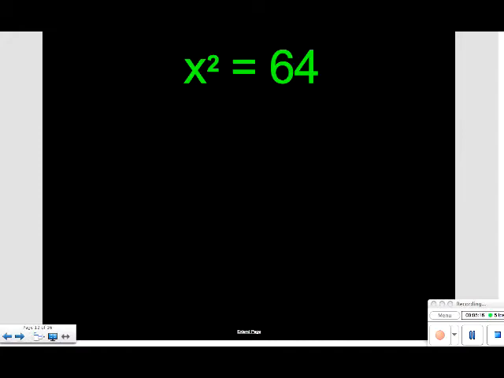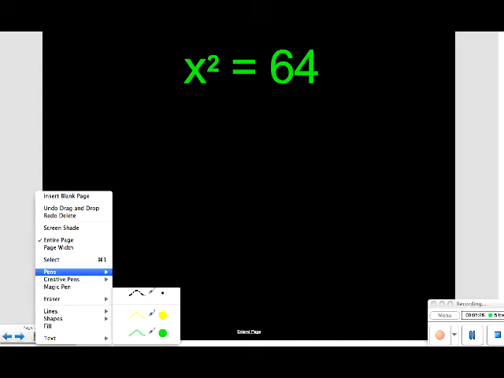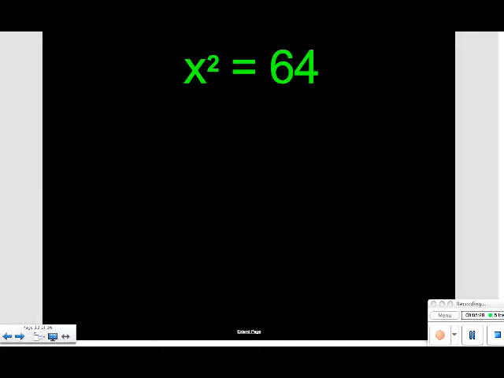Okay, x squared equals 64. We kind of went over this in class. We need to get x by itself, and right now x is being multiplied by itself. So how do we undo that? The way we talked about it in class is to take the square root of it, because if we take the square root of x squared, we're going to end up with just x on this side.